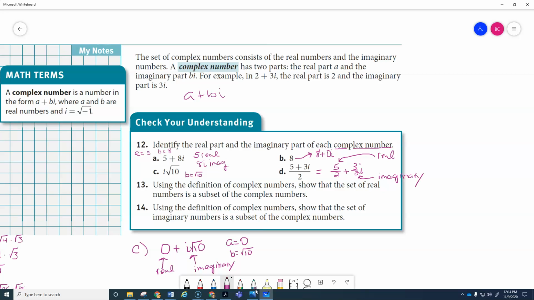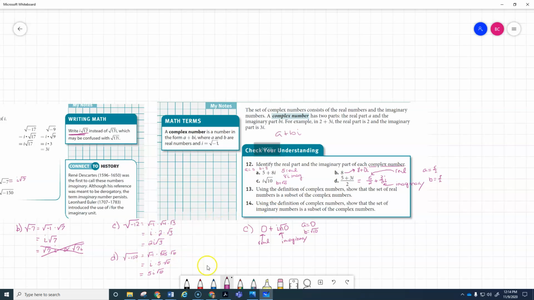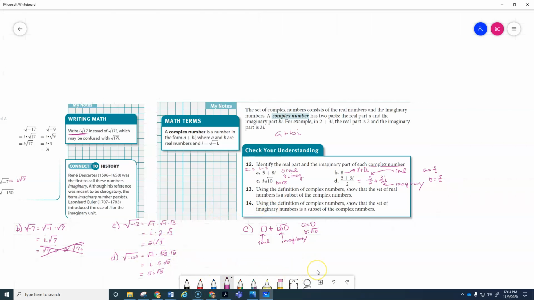Okay, you could answer the problem by saying the value of a in this complex number is 5 over 2 and the value of b is 3 over 2. So a is the real part, b is the coefficient of the i in the imaginary part. Okay. So that's how you use i's, and I think in the next video we're going to learn how to add, subtract, multiply, and divide them.